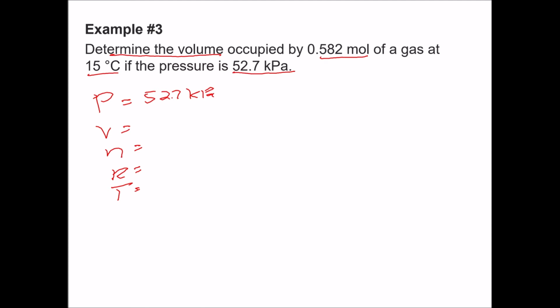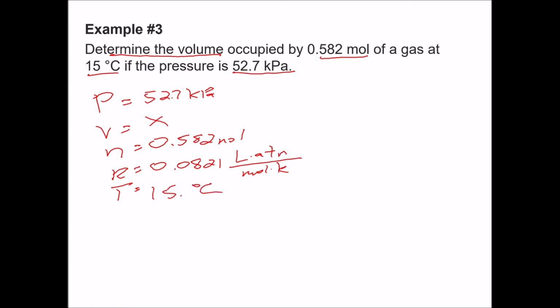My volume is X. My moles is 0.582 moles. My R is 0.0821 liters·atm divided by moles·K. And my temperature is 15 degrees Celsius.